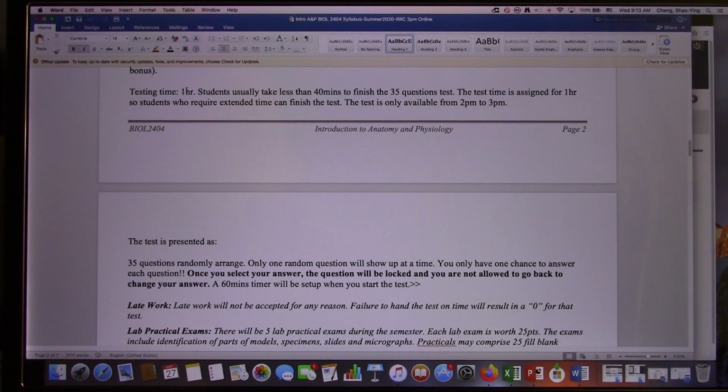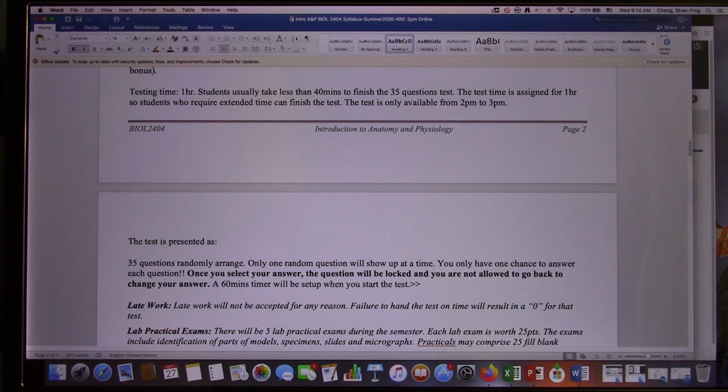You have to go to Blackboard and take the test at the time assigned. Based on my experience, students usually take about 30 minutes to finish the test, so no more than 40 minutes. I assign the time to 1 hour so students who need extended time can feel comfortable finishing it. And the testing time is your class time. So between 2 to 3 p.m., you have to log into Blackboard and finish the test.